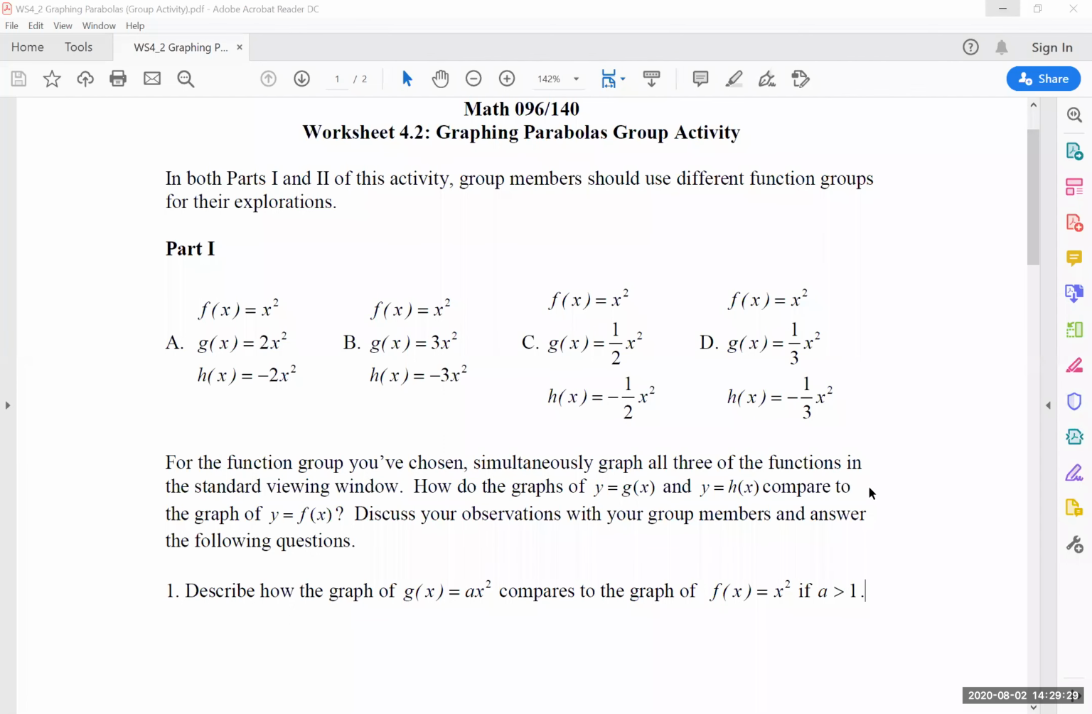Hi everyone, welcome to video 1 for quadratic functions and their graphs. So for this video, we're going to look at part 1 of the worksheet that I have linked on the Canvas page with your videos.